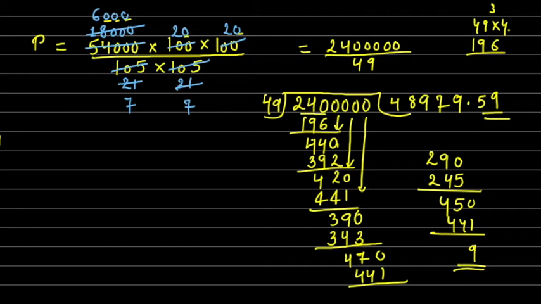So how much is your principal coming? We will not write rupees since we are calculating the population. Now the population cannot be in decimal, right? It cannot be in decimal. So what will we do? We will round it off.